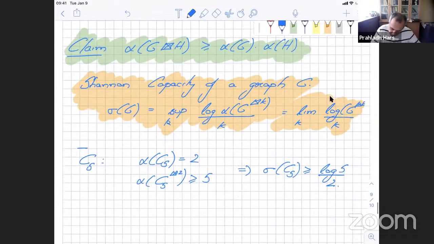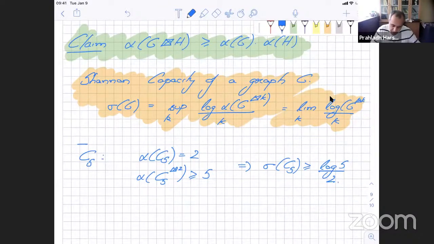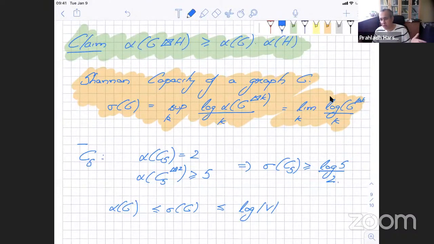But notice, because of a couple of observations, sigma G is always larger than alpha G. This is just the base case. It can be much, much larger, but it can in no way be larger than log of V. That is, any alpha of G to the power K is at most V to the power K, since the totally independent set can be the number of vertices to the power K. Therefore, sigma G is lying between these two quantities.